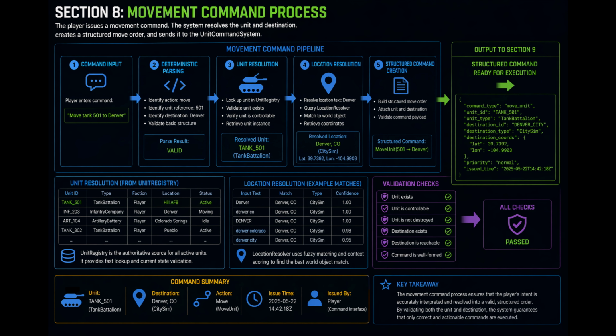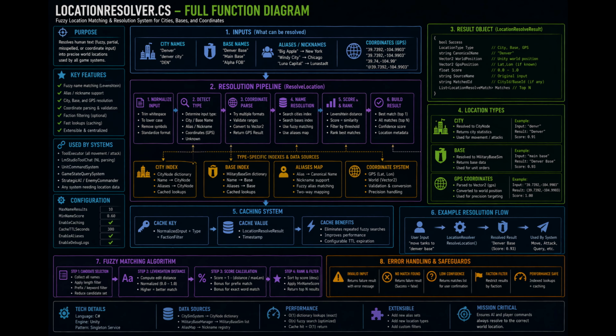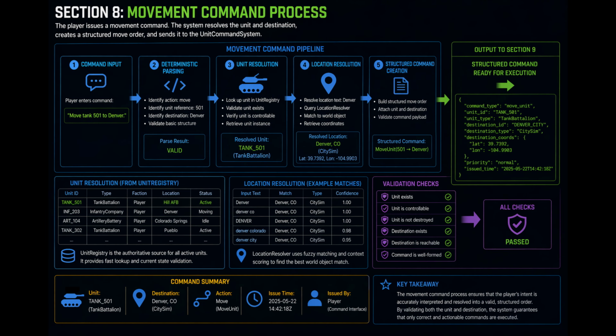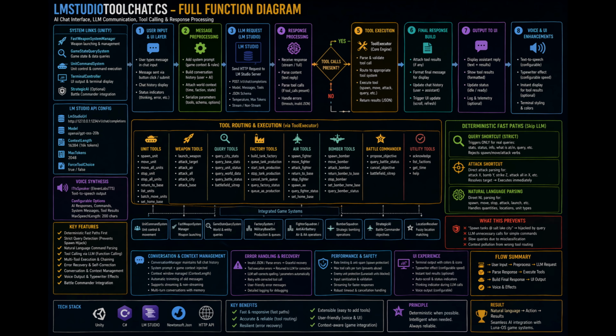The player then issues a second command. "Move Tank 501 to Denver." This command follows the same processing pipeline: parsing, resolution, execution. The system identifies the target unit via the UnitRegistry, and the destination via the location resolver. This produces a structured command: move_unit(501 -> Denver).